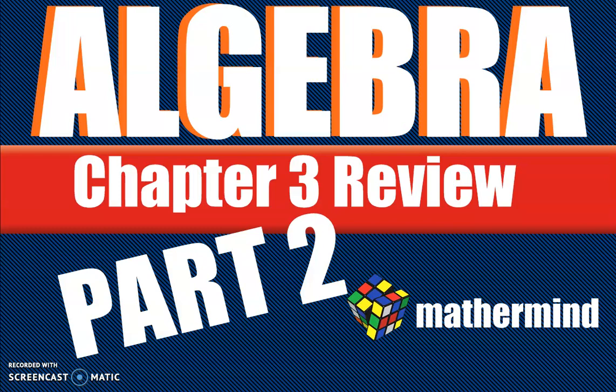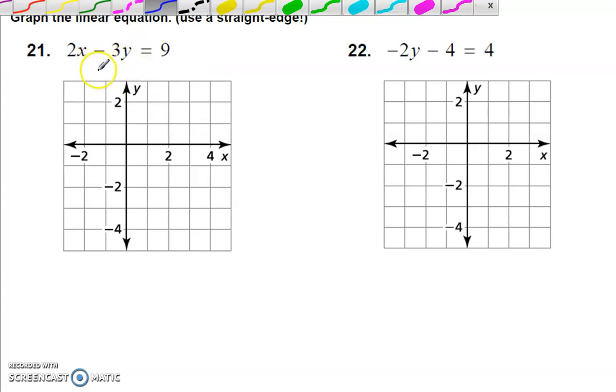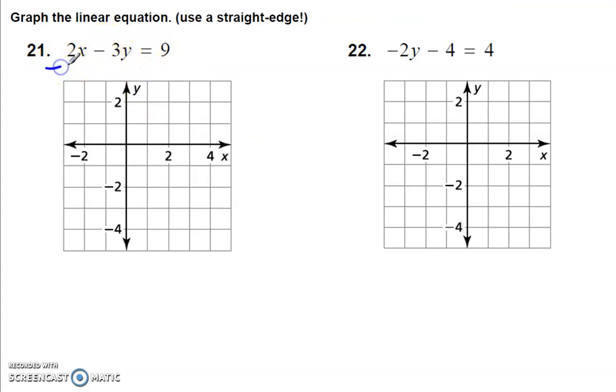All right, here we are back with the chapter review. This is part 2. We're going to look at a few more questions here. How to graph this. There's a couple ways you can do it. Either use intercepts, or our most favorite way to do this, put it in slope-intercept form.